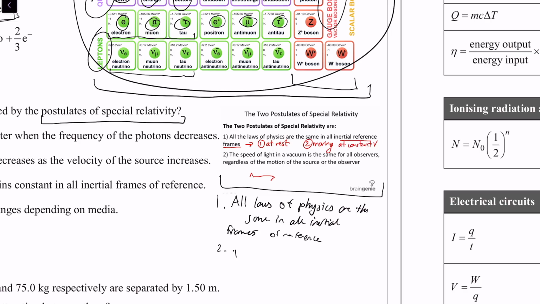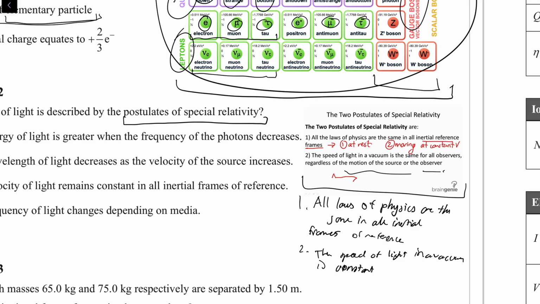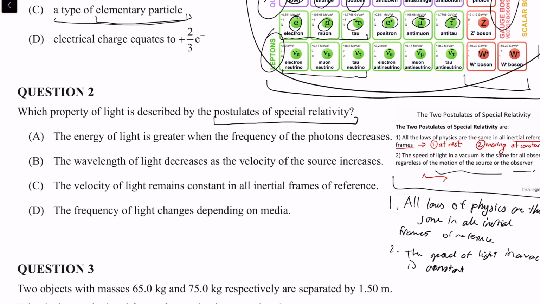And then 2 is the speed of light in a vacuum is constant. I'll just say constant. Regardless of any motion of the source or observer, the speed of light is always constant. And so that obviously has implications with time dilation, length contraction, and stuff like that. Because if you're moving at relativistic speeds, in other words, close to the speed of light, then you're going to view light differently in your frame of reference. But we'll get to that later. There's a couple of questions on that.